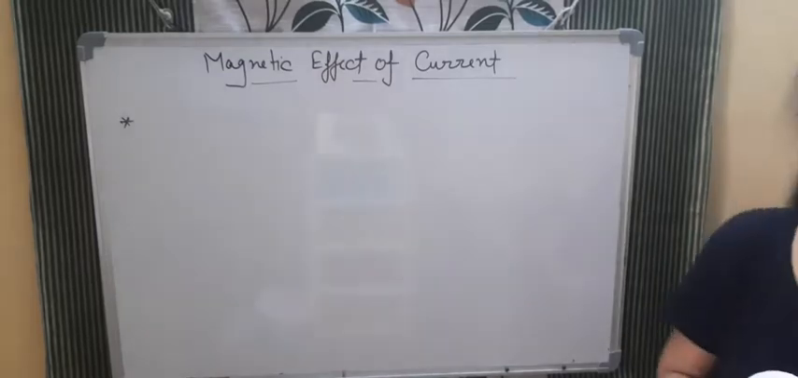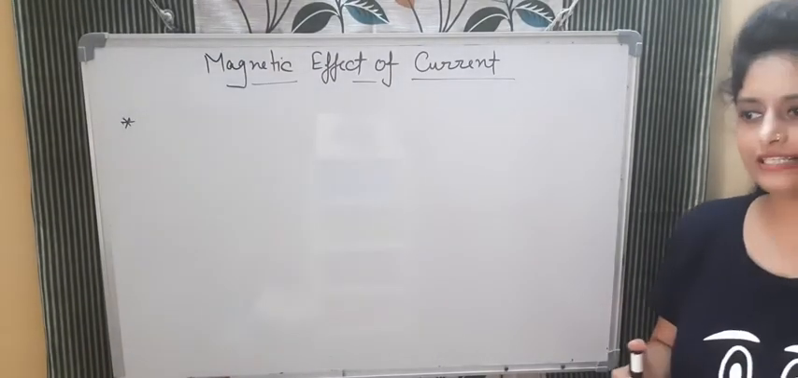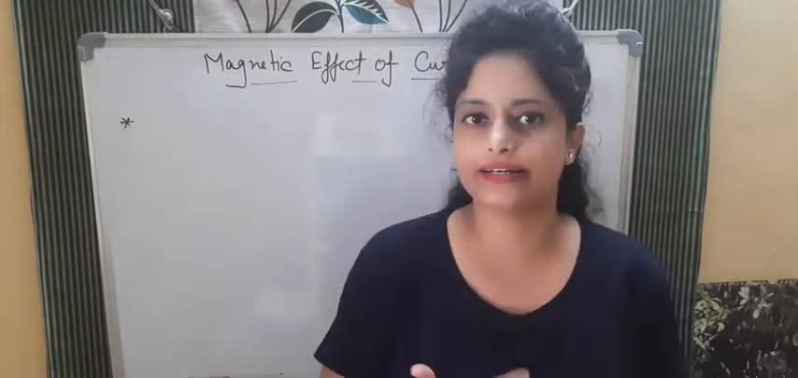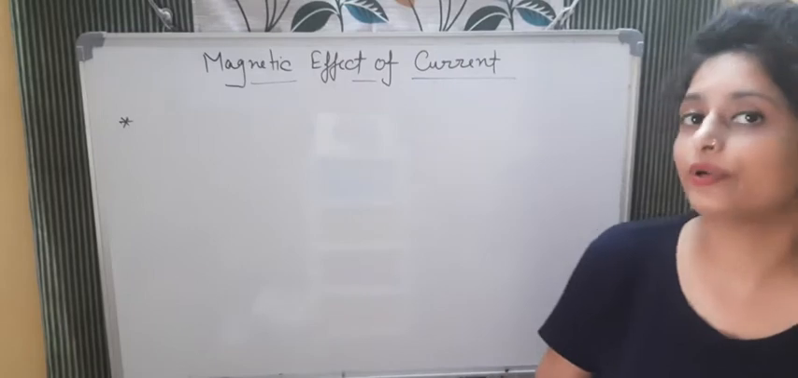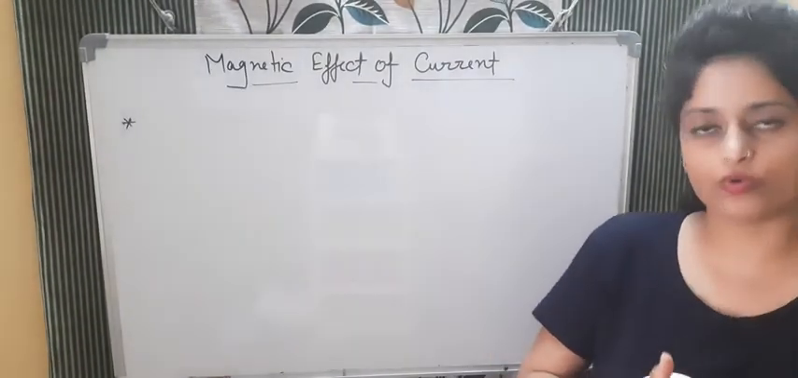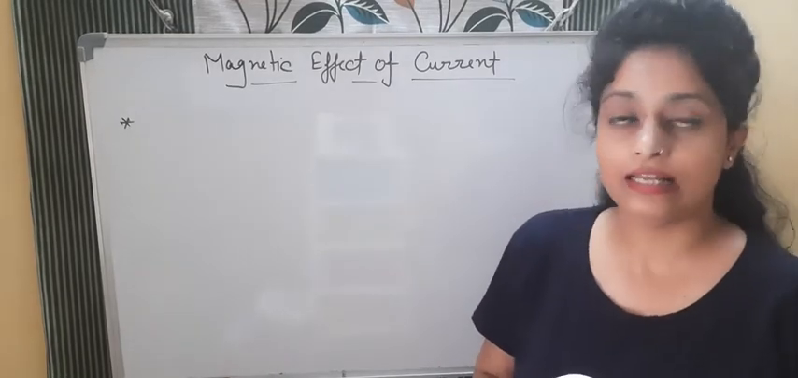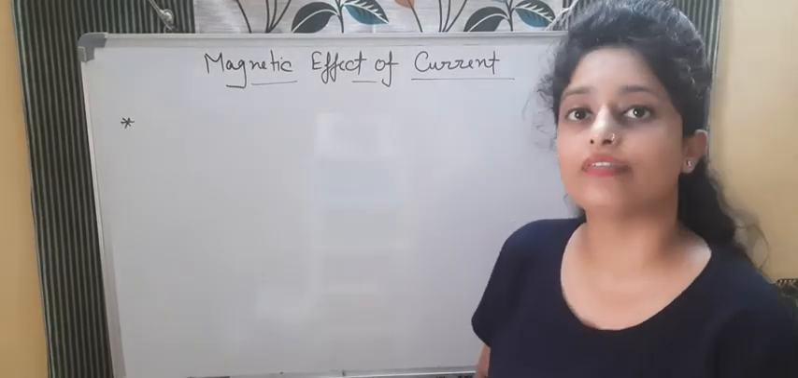Good morning, students. In our last class, we studied the magnetic effects of current, basic properties, and we studied the magnetic field. What do you mean by magnetic field? Space around the magnet in which force of attraction and repulsion can be felt. That space is known as the magnetic field. We were denoting magnetic field with the letter B.